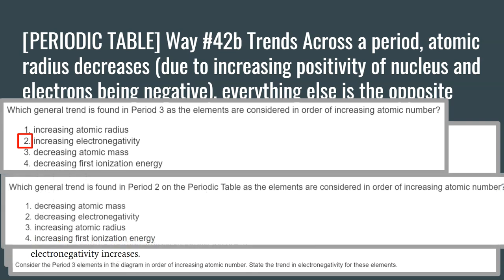Which general trend is found in period 2 on the periodic table as the elements are considered in order of increasing atomic number? You should note that increasing first ionization energy is the only answer that makes sense. So answer choice 4 is correct.